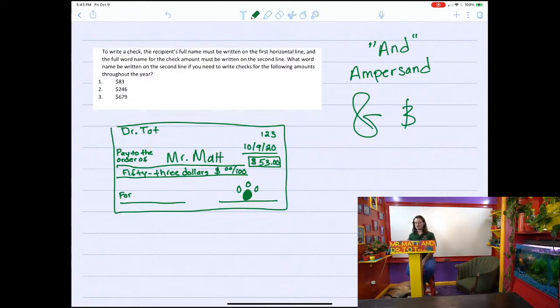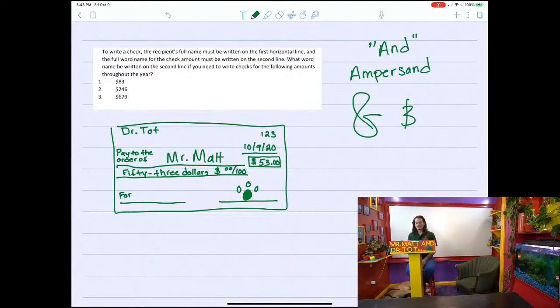But you would write out your name, write out the recipient's name, and then sign the check, of course, to validate it. The person who's cashing the check would sign the back of the check in order to endorse it when they deposit it in their bank.